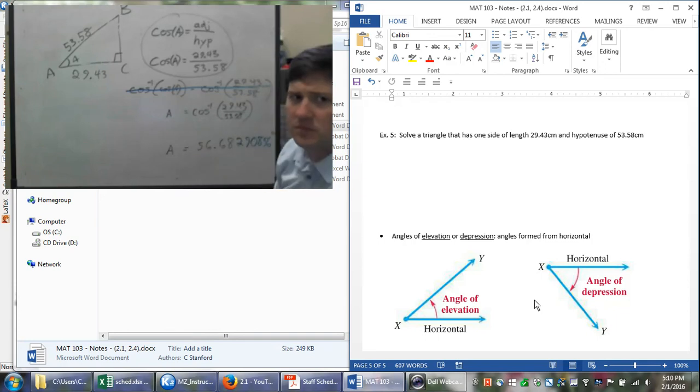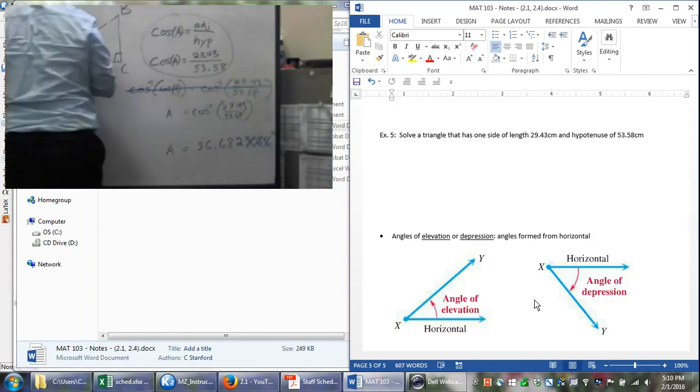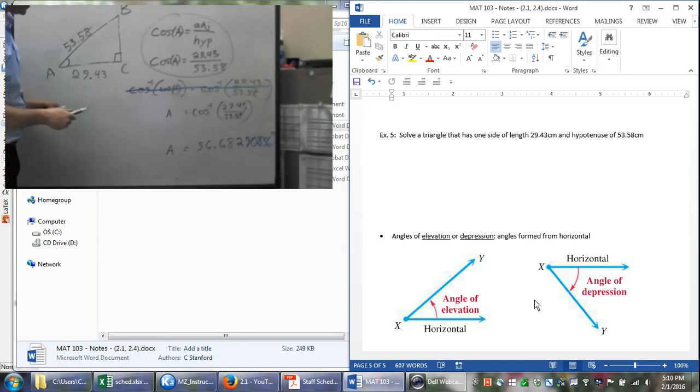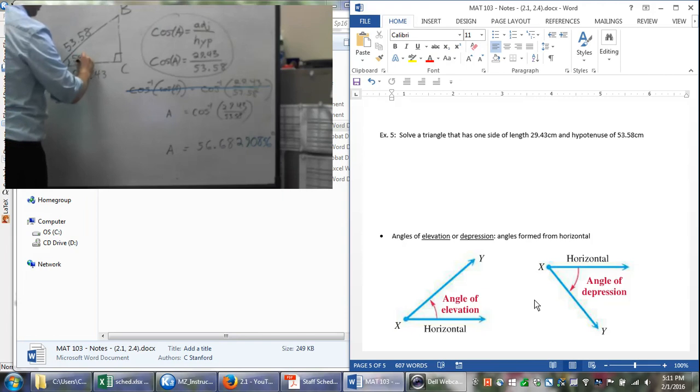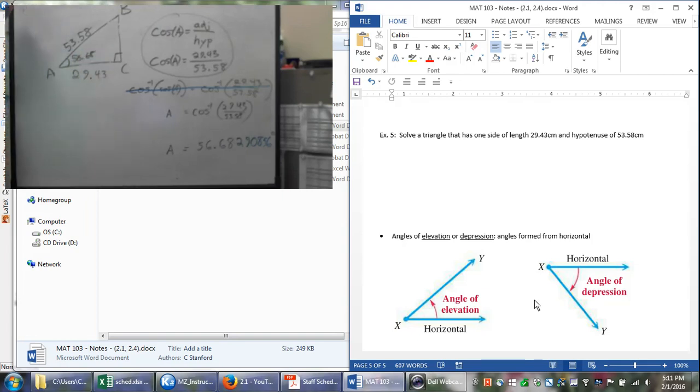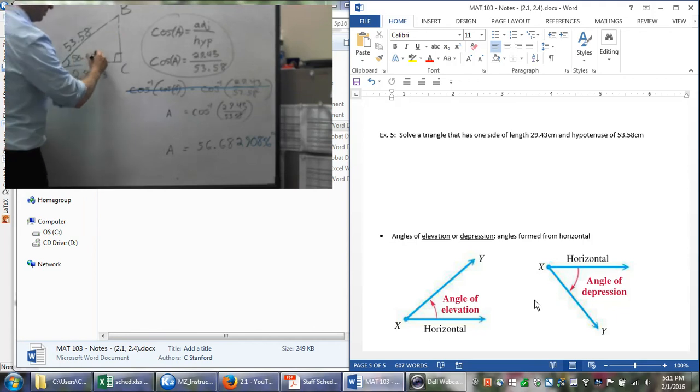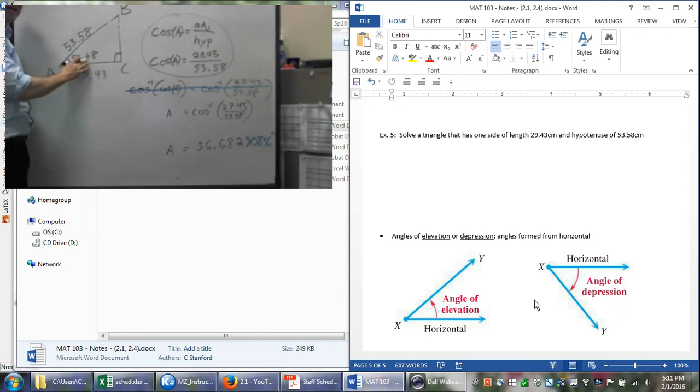So what I'm going to do is I'm going to take the inverse function of both sides, cosine inverse of cosine of A is equal to the cosine inverse of 29.43 over 53.58. Okay, but I don't know anyone who actually writes out this step other than me. And I don't write it out when I'm doing this on my own. I just write it out when I'm explaining this stuff the first time. Because why not complicate things the first time?